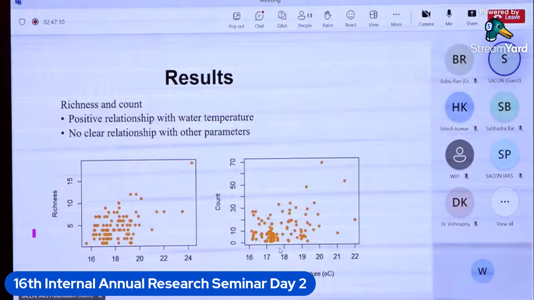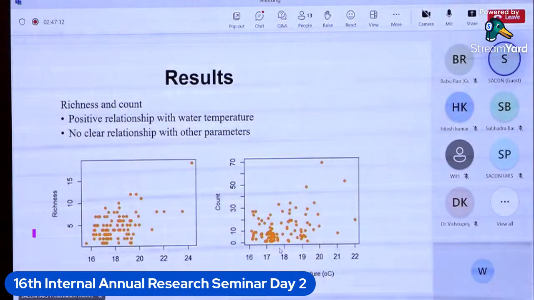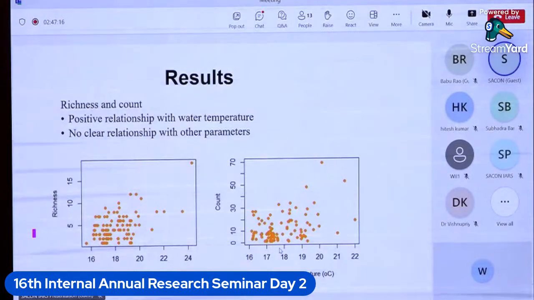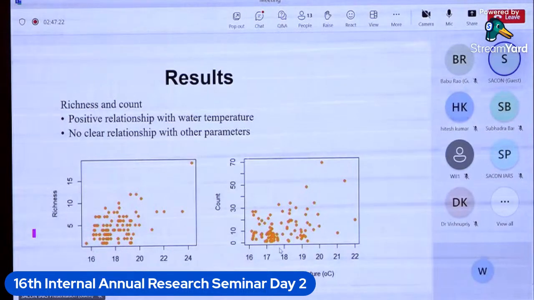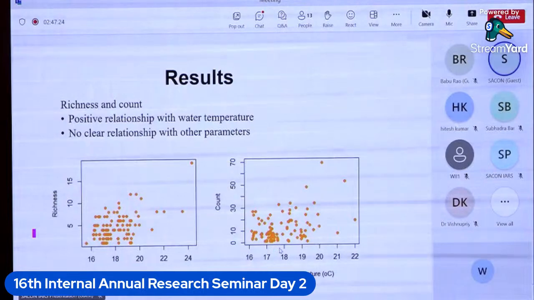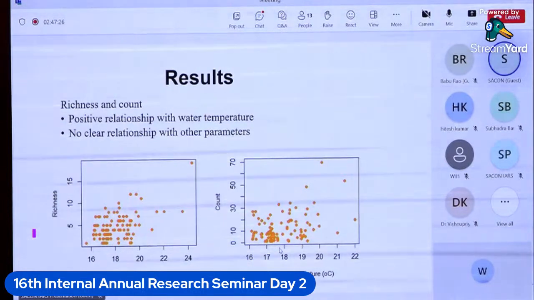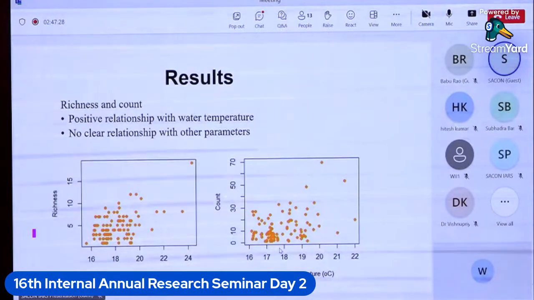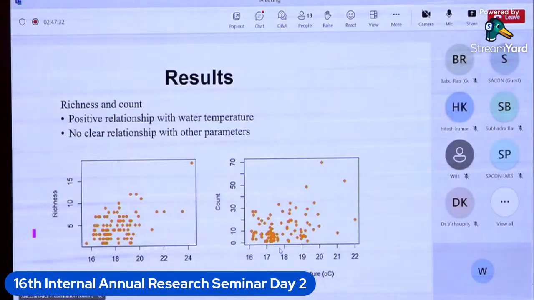Temperature is a key parameter that has a strong influence on richness and abundance in any system. Here also we got a similar result where richness is positively correlated with the water temperature. But this time we didn't get any clear relationship with the other parameters like pH.